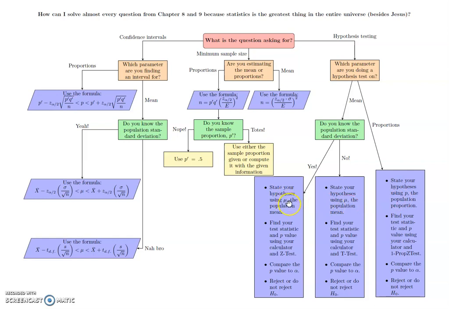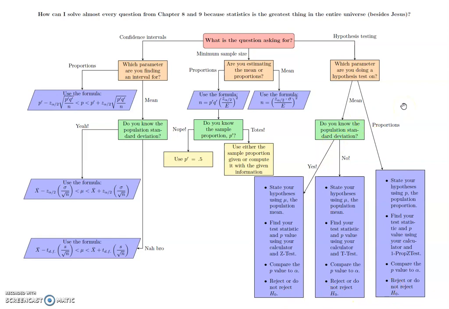All of these other statements here are exactly the same. You state your hypothesis. Here you're using mu because that's the population parameter for means. For proportions, p is the population parameter. Then for all of these, you want to be finding your test statistic and then the p-value. You compare the p-value to alpha, and then you either reject or do not reject the null hypothesis.